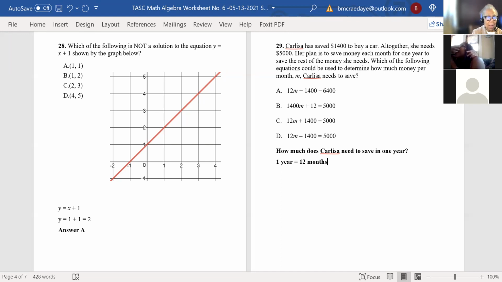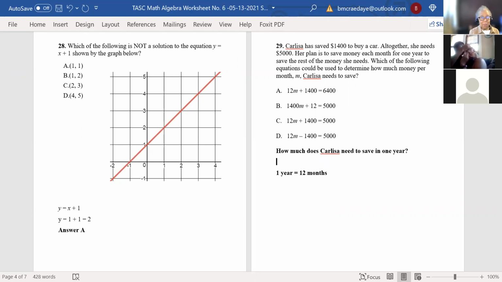Okay, thanks. So I said you ask yourself the question, how much does Carlisa need to save in 1 year? And we know that a year is equal to 12 months. So if she needs 5,000 and she saved 1,400, how would you find how much she needs to save? What did I do for that? I can't remember what I did for that.